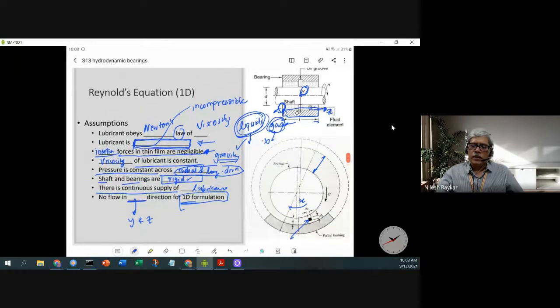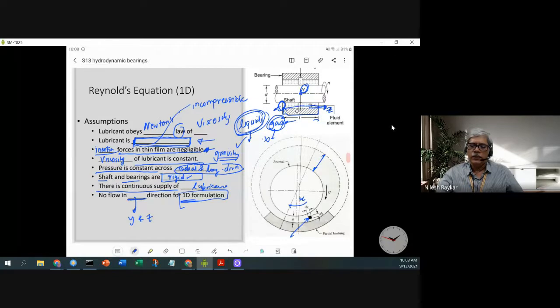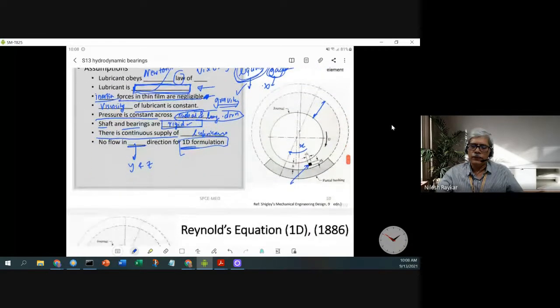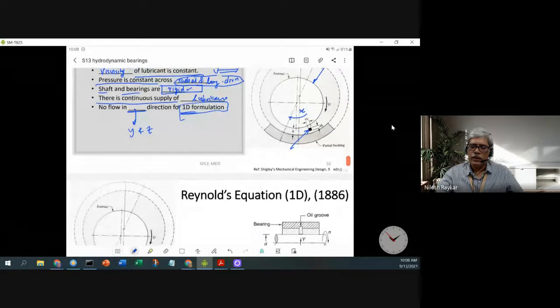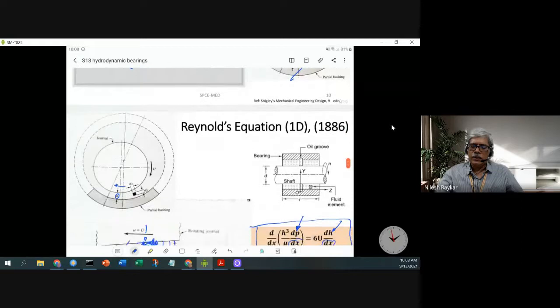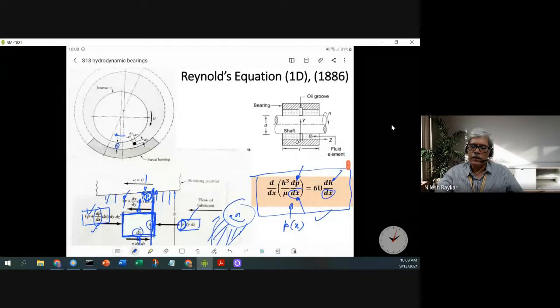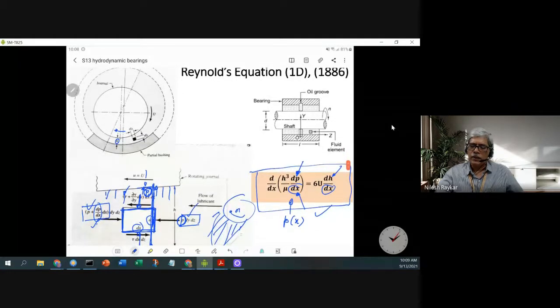The full derivation of the Reynolds equation we'll be doing in this week's tutorial. What we are doing here is essentially that Reynolds developed the governing differential equation, which relates the pressure variation versus x. If you solve this equation, what you will get is pressure in terms of x or pressure in terms of theta. And once you get pressure in terms of theta, then on the shaft, you can plot that pressure variation.